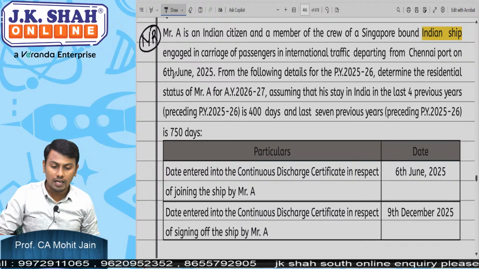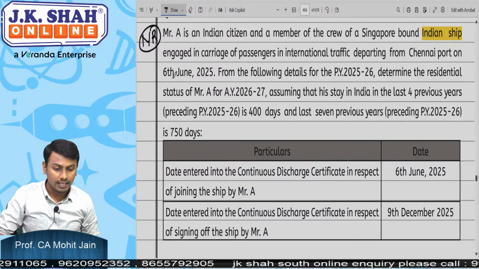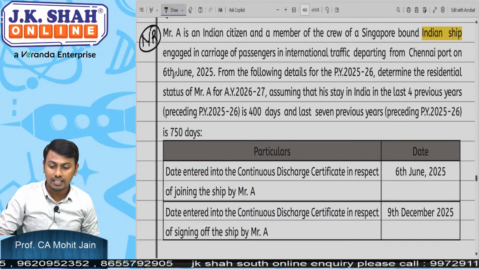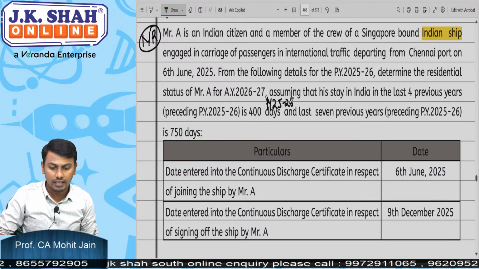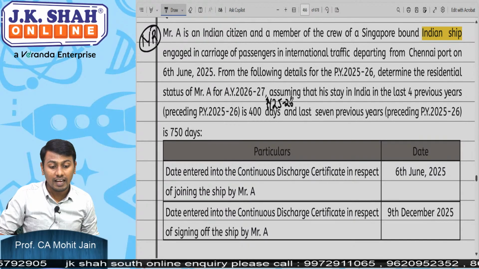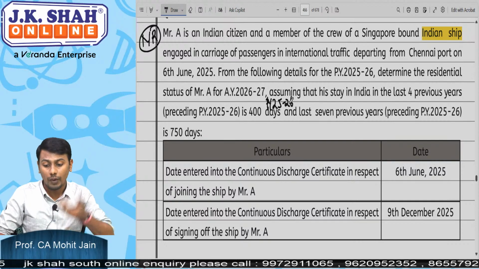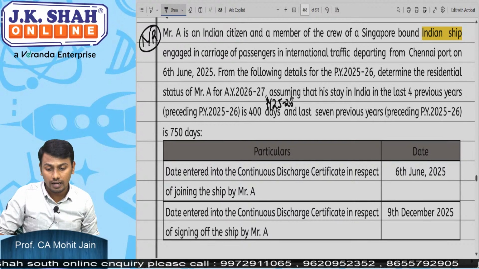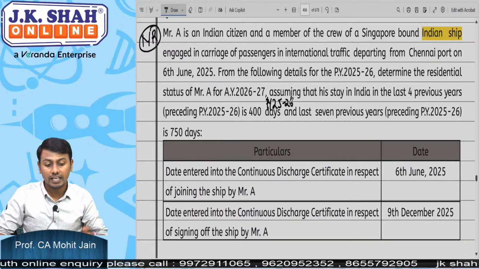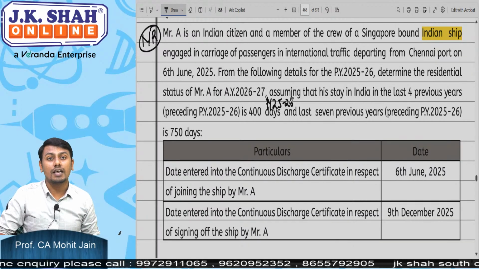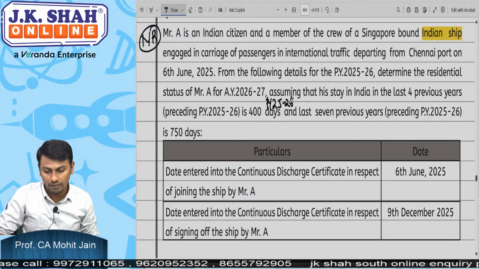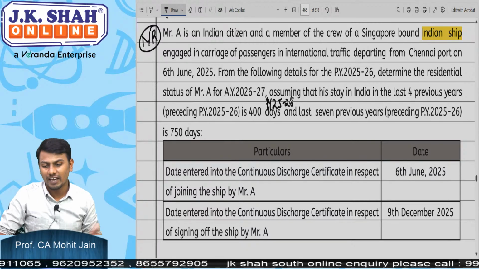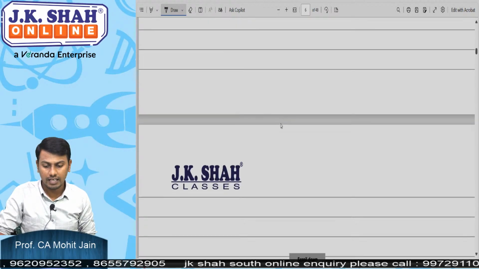From the following details for the previous year 25-26, determine the residential status for the assessment year 26-27. That is previous year 25-26. Assuming that stay in India in the last 4 previous years, that is preceding 25-26, is 400 days, and in the last 7 years, that is preceding 25-26, is what? 750 days. Let us see. Date entered in CDC in respect of joining of the ship is 6th June 25. Date when he has left the ship is 9th December. Very easy question, people. First, let us determine the number of days.